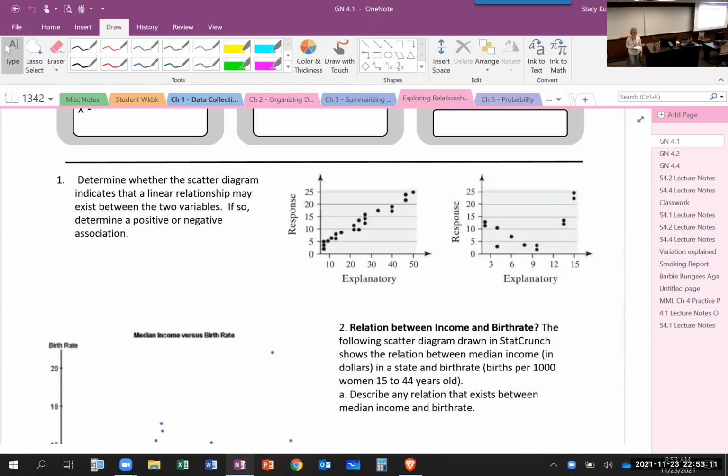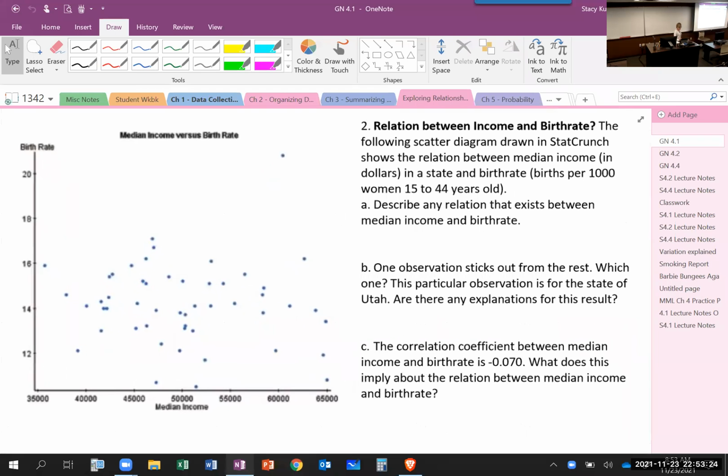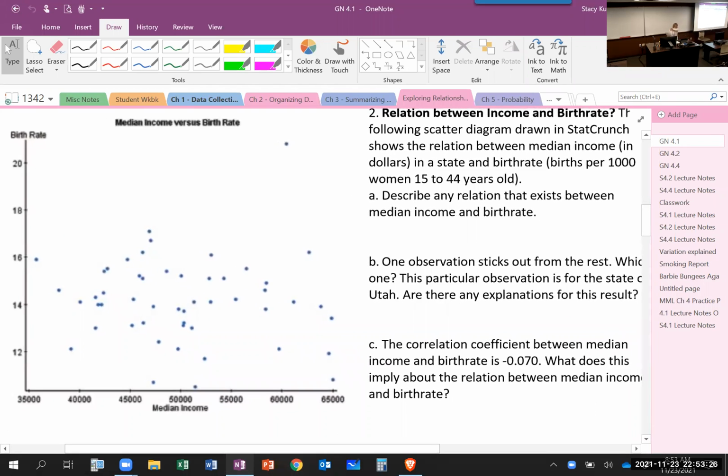Yeah. It's not linear. Okay, it's not linear. Very good. All right, let's look at the next graph below that. So here we have a scatter plot for the relation between the median income in a state and their birth rate. Does it look like there's any relationship that you might see there?